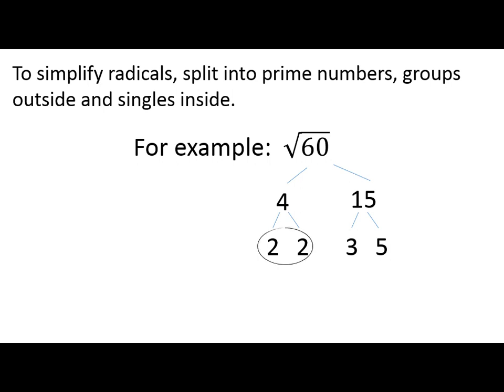Then I notice that the 2s are a group, because I want two numbers per group. Make sure it's the same number. So I have a group, and I have two singles. So I'm going to finish by saying that radical 60 is 2 radical 15, the 15 because I multiply my singles. If there's more than one single, multiply them for the singles. If there's more than one group, multiply your groups. So radical 60 simplifies to 2 radical 15.